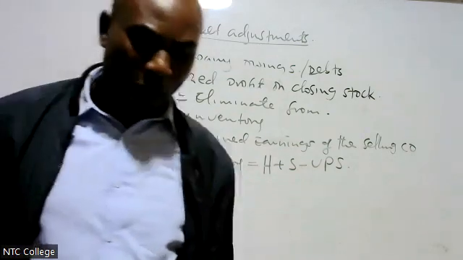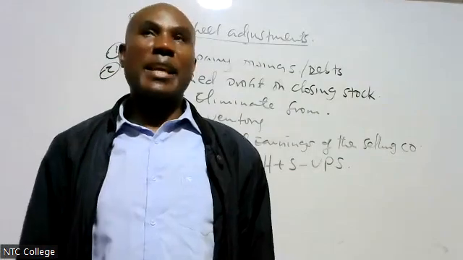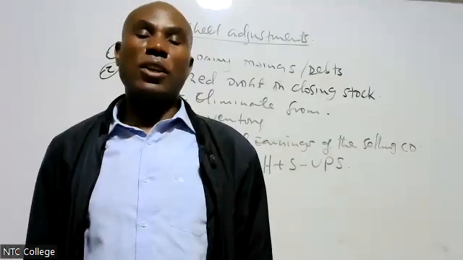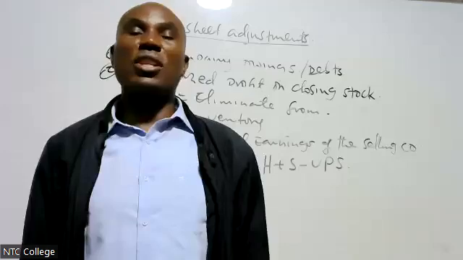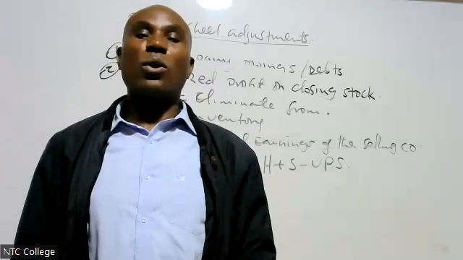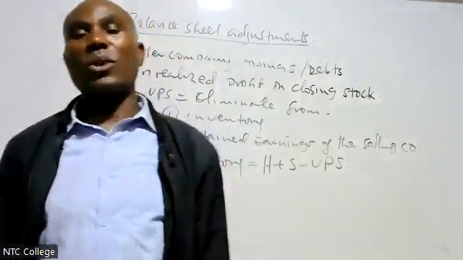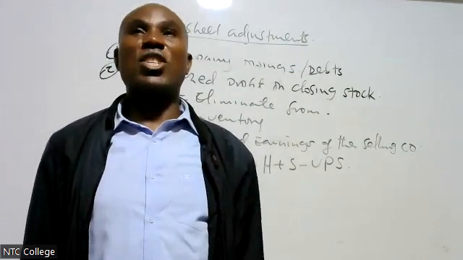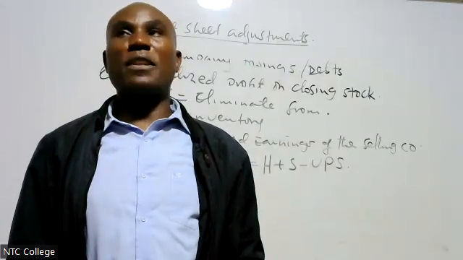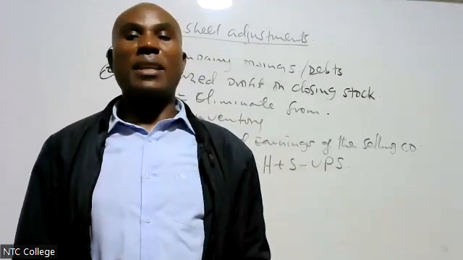In a question, the examiner will tell you like this: during the year, H Limited sold goods worth Kenya shillings 500 million to S Limited, making a profit margin of 25%. Half of the goods were still in the inventory of S Limited.